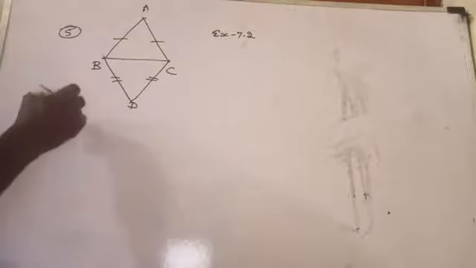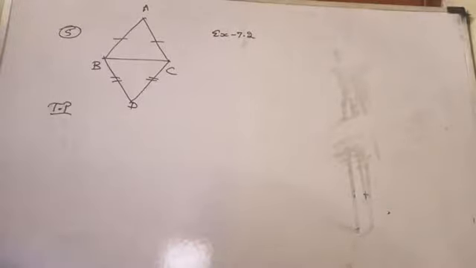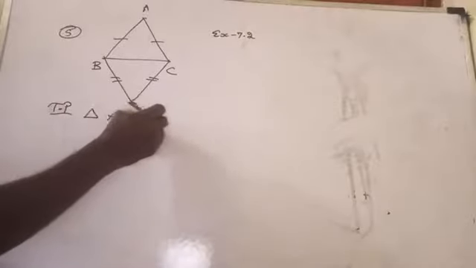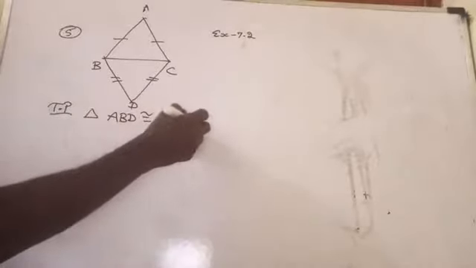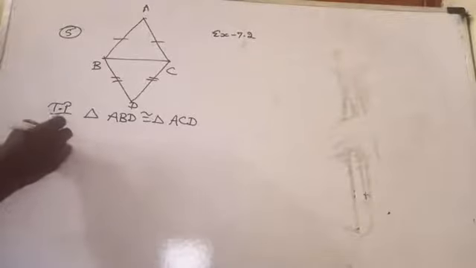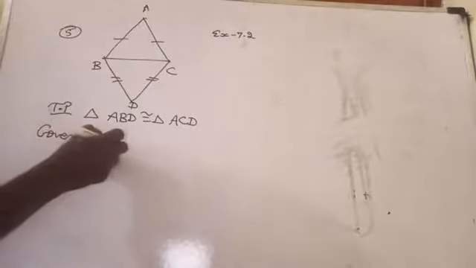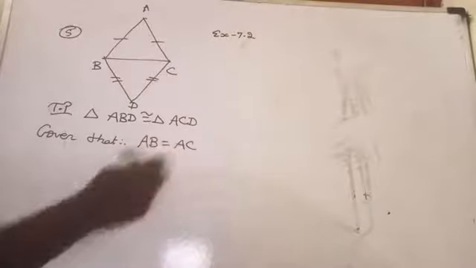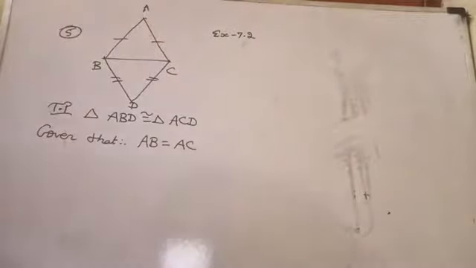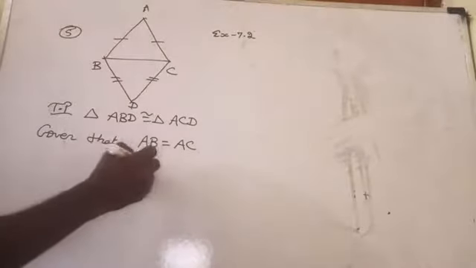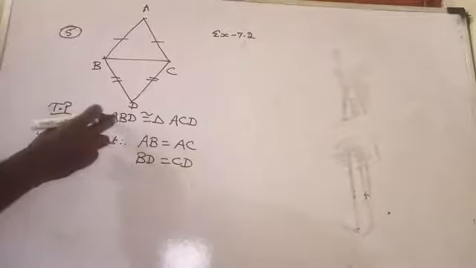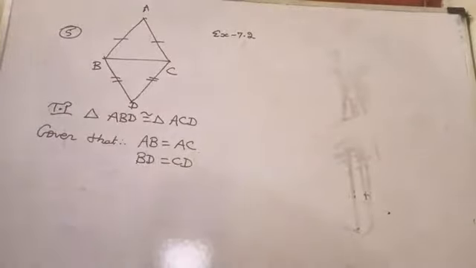Am I right here? It is given that. So to prove triangle ABD is congruent to triangle ACD, this is what we have to prove. Now, what is given? Given that AB equals AC, and also BD equals CD. Here they asked us to prove triangle ABD is congruent to triangle ACD.